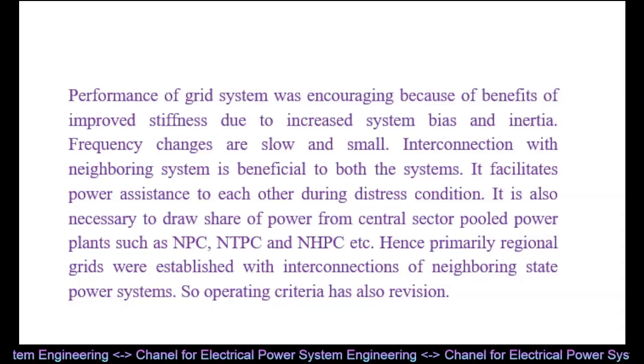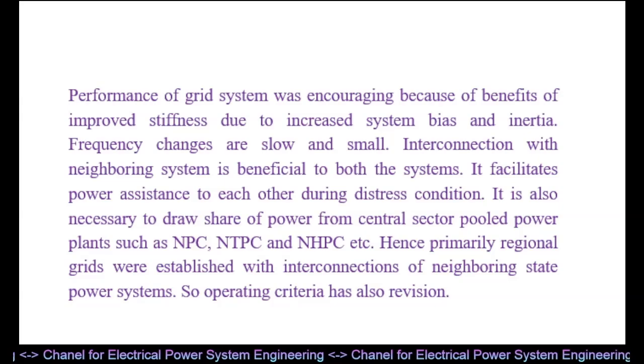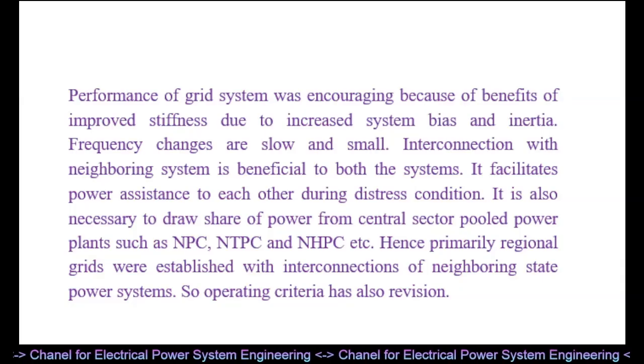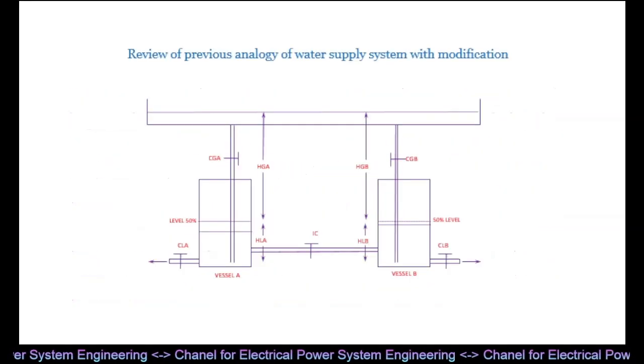It is also necessary to draw a share of power from central sector pooled power plants such as NPC, NTPC and NHPC etc. Hence, primarily regional grids were established with interconnections of neighboring state power systems. So operating criteria also have revisions. Review of the previous analogy of the water supply system, with modification.